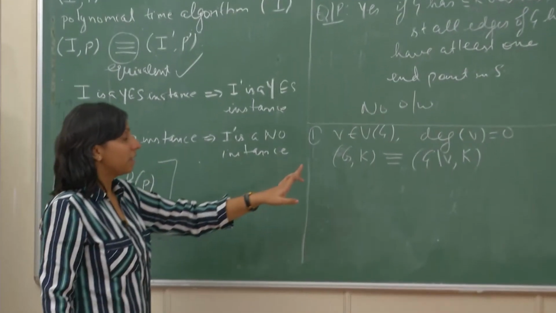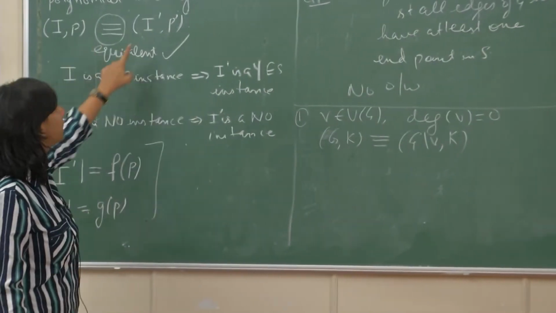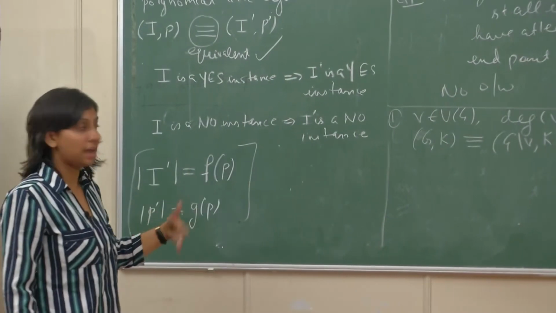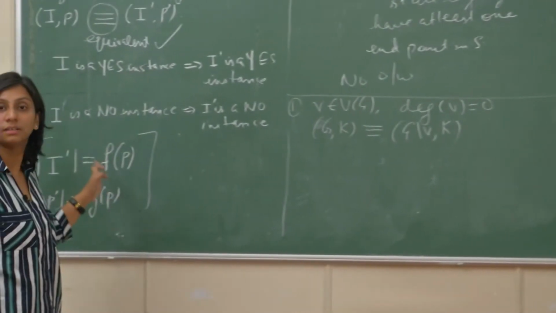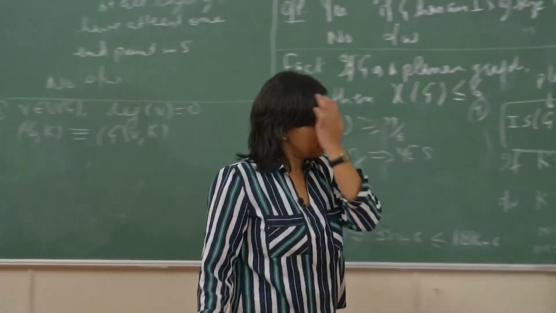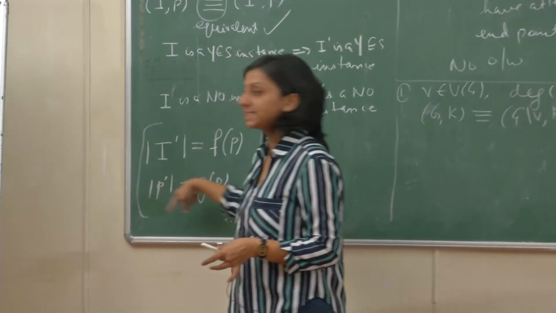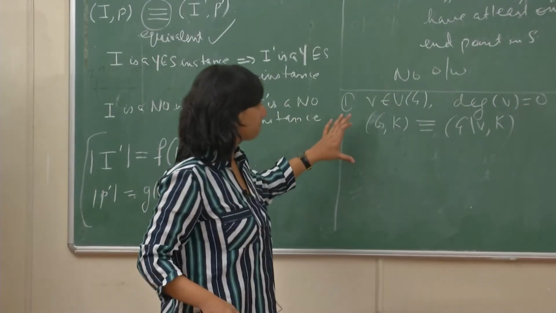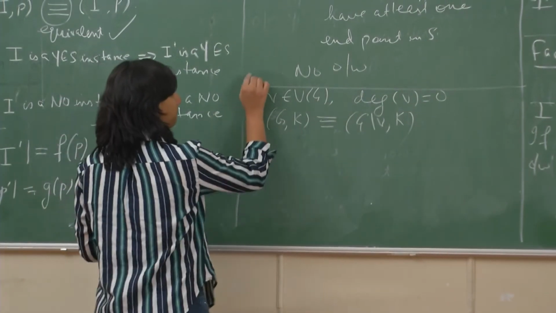But note that if I just do this, I have just proved the property that they are equivalent instances. I have not really proved the size bound. Maybe after deletion of this isolated vertex, it's not clear why the size of G should be bounded by the parameter, right? So usually when we do kernelization, to achieve this kind of a bound, we call such a thing a reduction rule, okay?